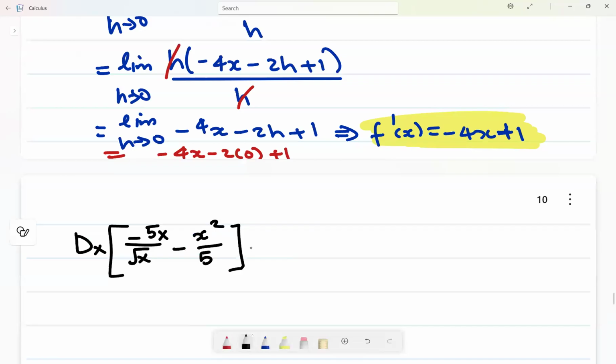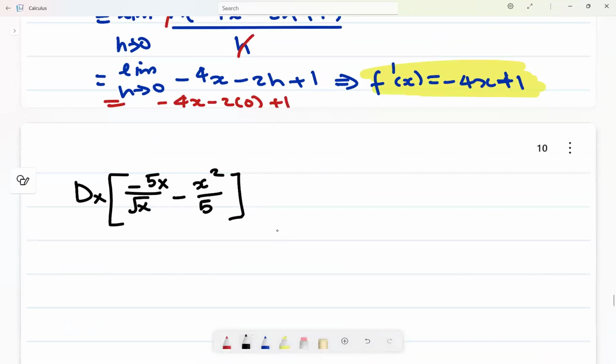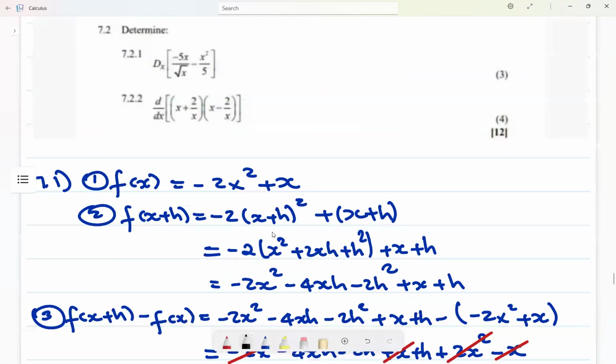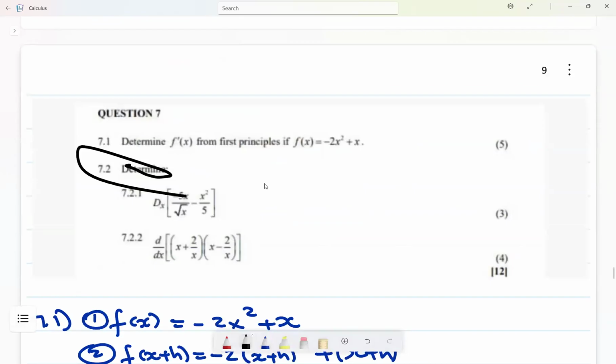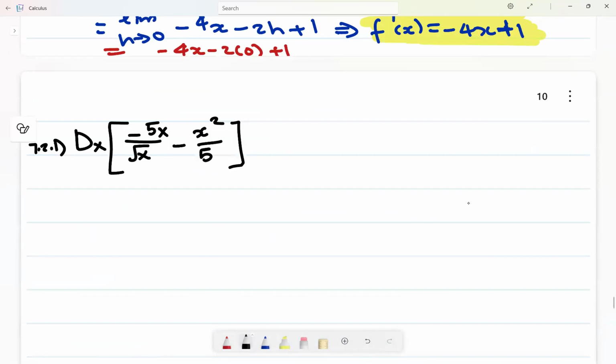This is number 7.2.1. Can you see now, 7.2.1, or rather 7.2, just says determine. So now what exactly are we determining? We wanted the derivative of this one. Remember, is it simplified? No. Why? Because I have a square root of x. Square root, I have also a denominator.